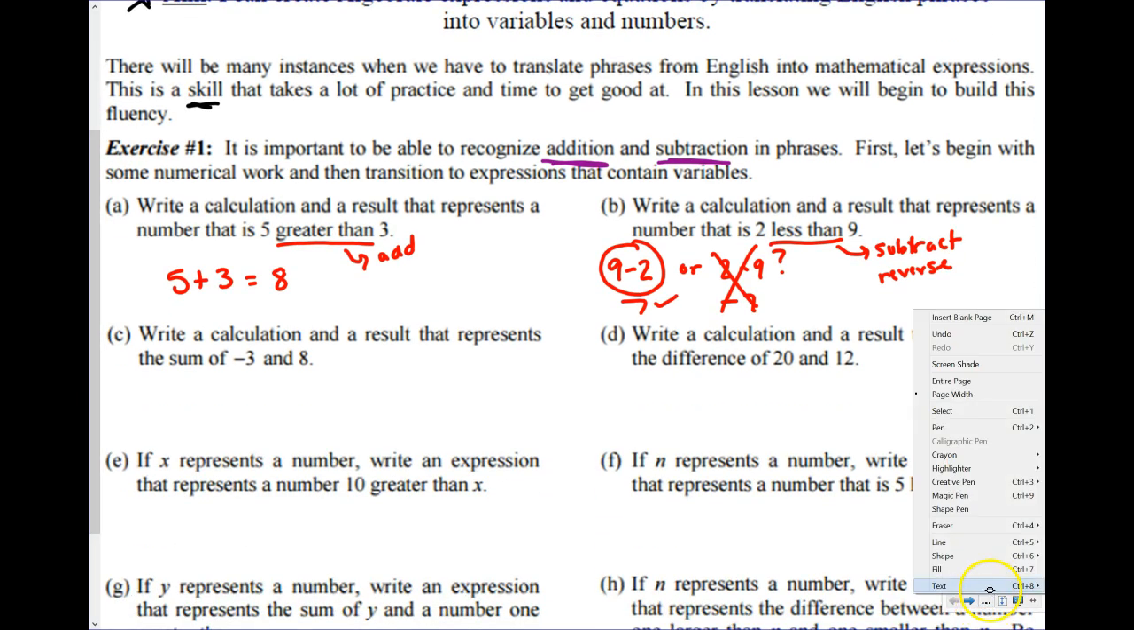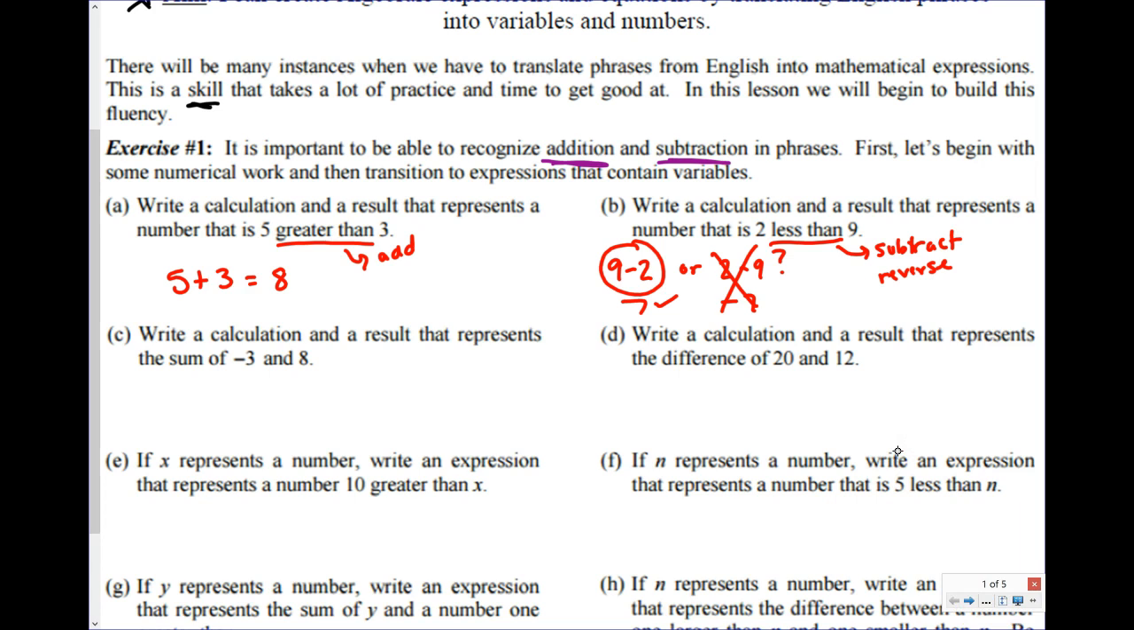Letter C. Write a calculation and a result that represents the sum of negative 3 and 8. Sum means to add. So I'm going to have negative 3 plus 8, and you can use your calculators and you will get a positive 5.